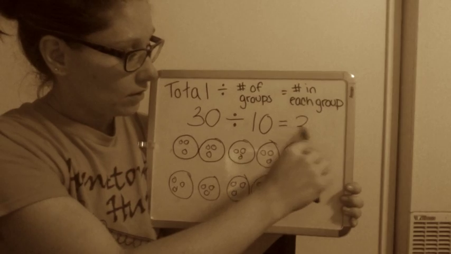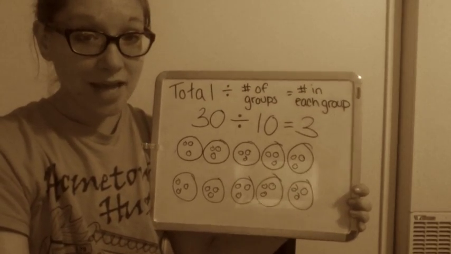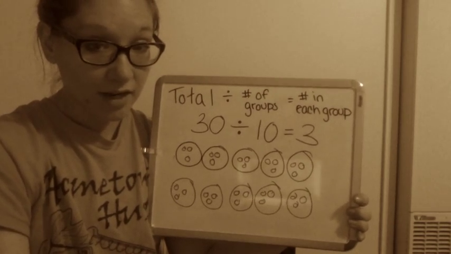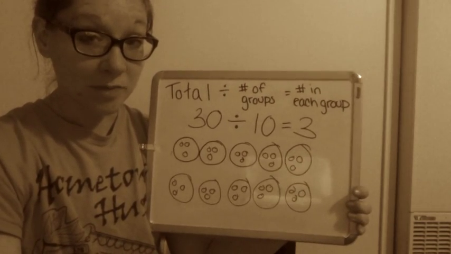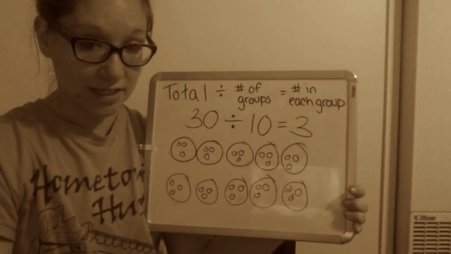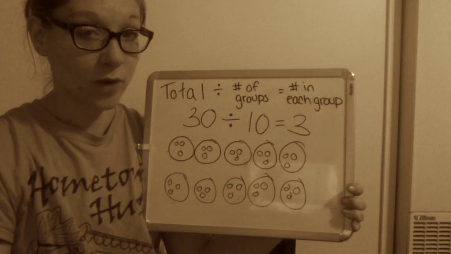3. So 30 divided by 10 equals 3. But now let's go ahead and relate that to multiplication. What would your related multiplication sentence look like? Pause the video and write your multiplication sentence, and then come back and check your work.